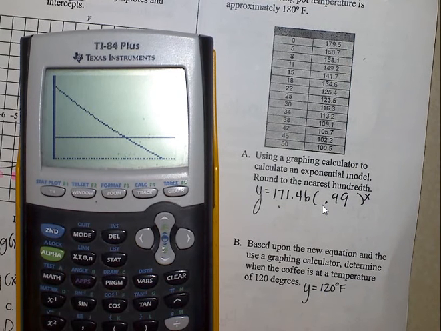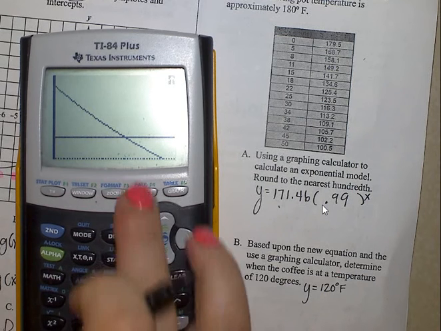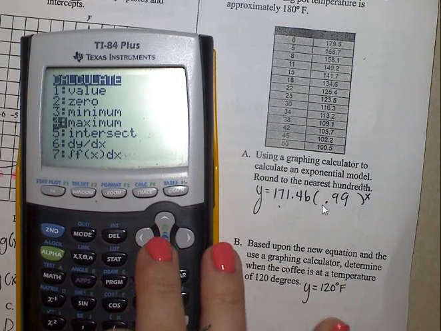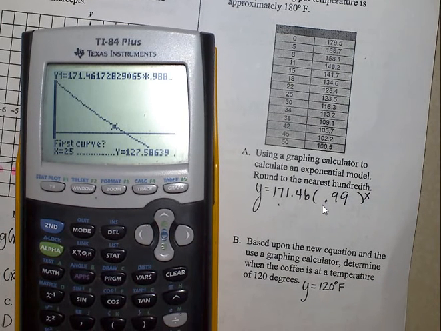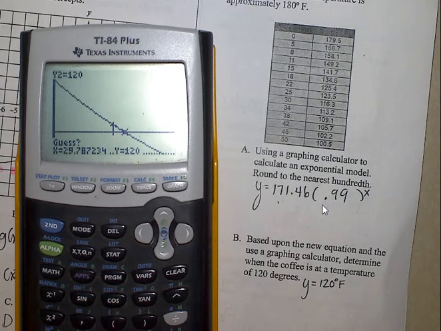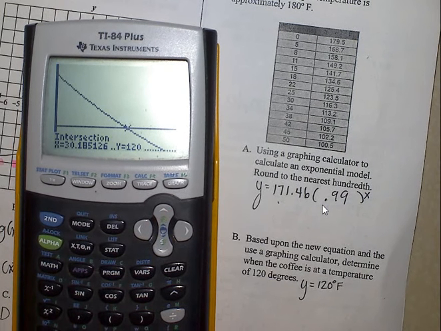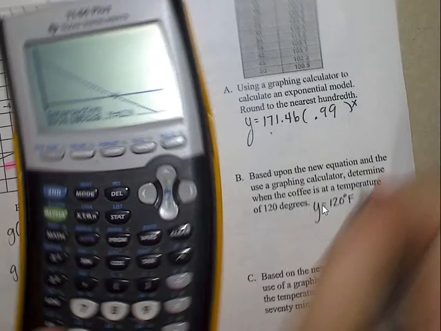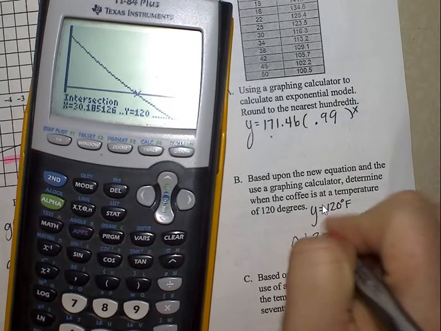So how do we find where they intersect? What are the buttons we hit? Second trace and intersect. Okay, I'm going to give you 10 seconds. I want you to get the answer and round to the nearest minute. How many of you have an answer of approximately 30 minutes? Hands up high. So I'm going to use the approximately symbol, approximately 30 minutes.